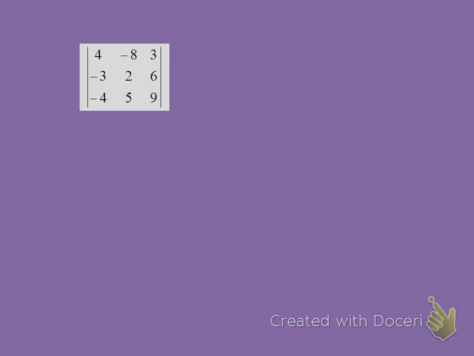You take your first 2 columns and rewrite them on the right side kind of like this. 4, negative 3, negative 4, negative 8, 2, and 5. Always the first 2, always on the right side of the matrix. Always like that way. Okay? Everybody good? Any questions?